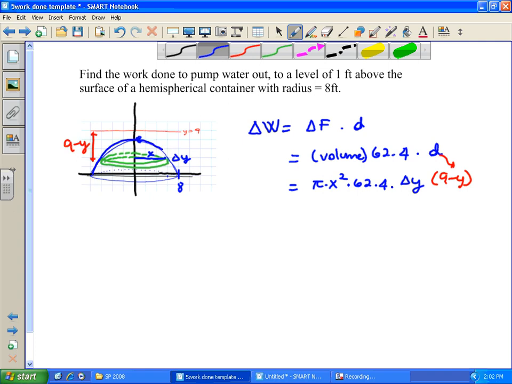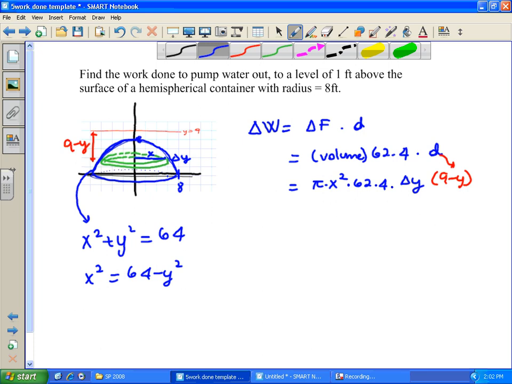we know the equation of the circle. And what is the equation of that circle? X squared plus y squared equals 8 squared, or 64, right? Okay. So from there, what can I get for x squared? 64 minus y squared, right? That's what I need to replace in my equation to get rid of the x and write it in terms of y. Any questions about what I did there?